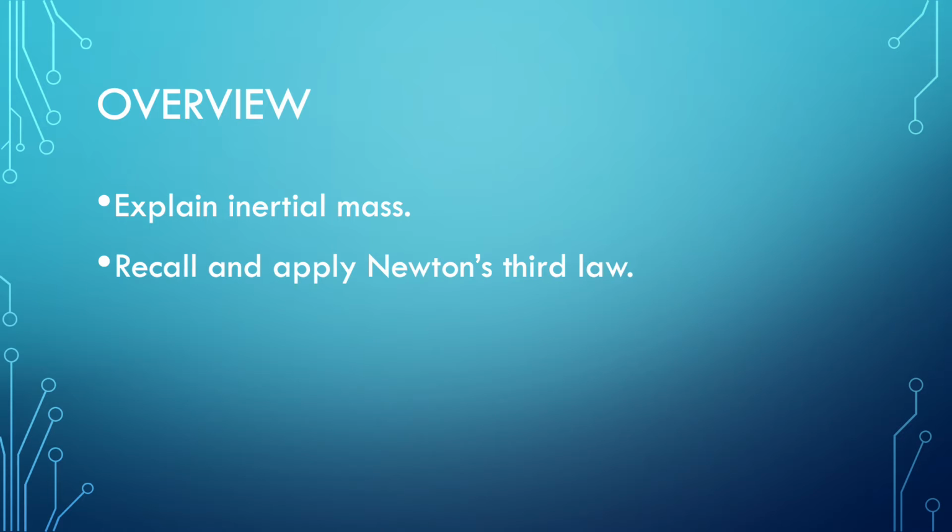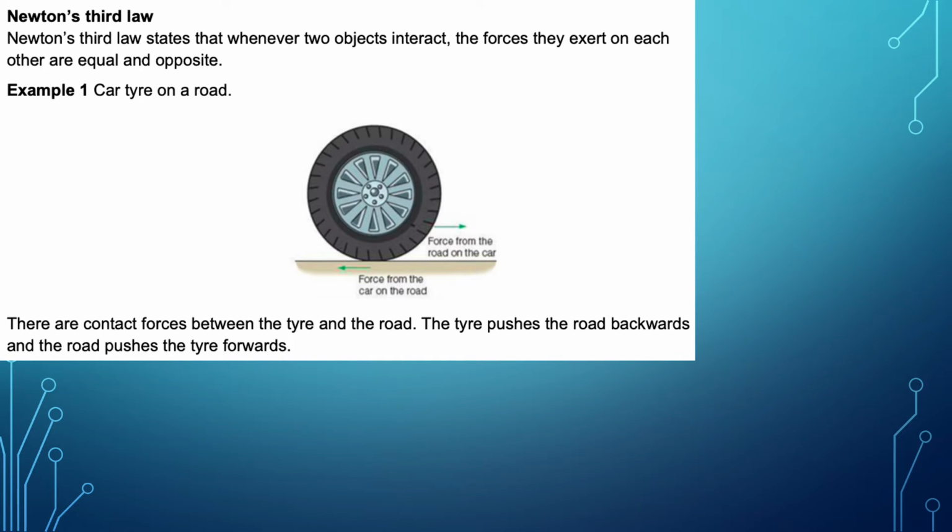Alright, so for this lesson we're going to be looking at inertial mass for higher tier, but for all students we're really going to be focusing on Newton's third law. So this is Newton's final law of motion. We've gone through the first and second law in the previous lesson, so just make sure that you are familiar with those before we move on. Okay, so let's start off with Newton's third law.